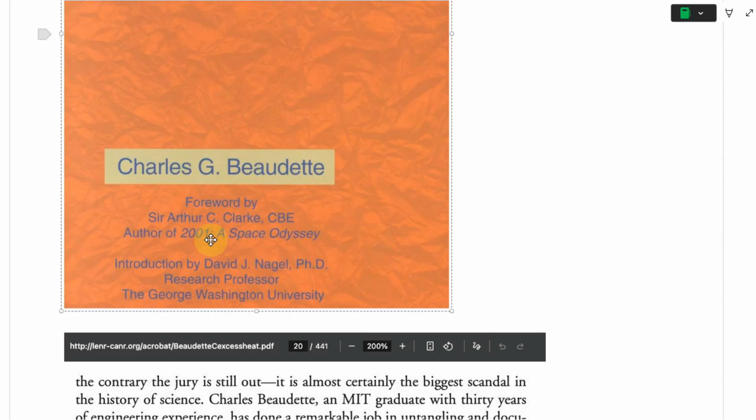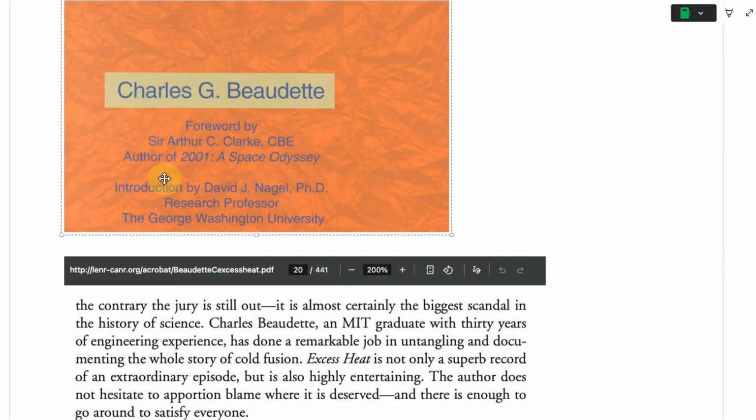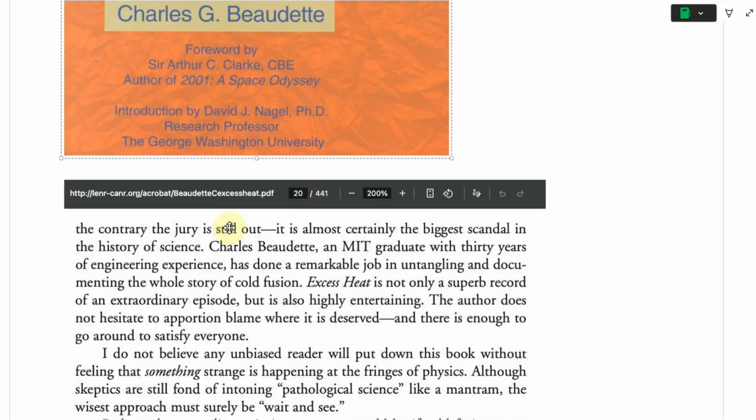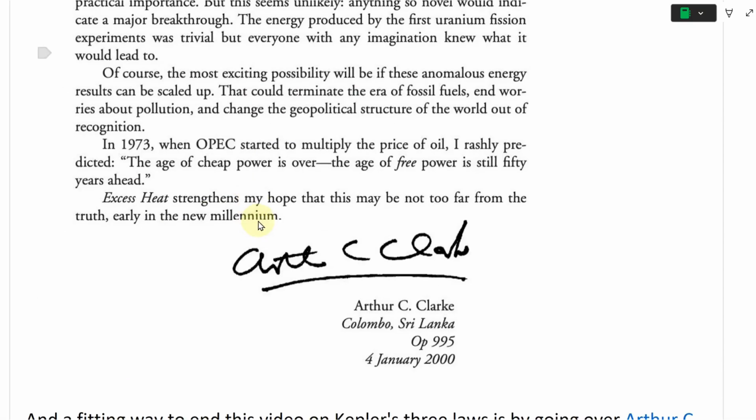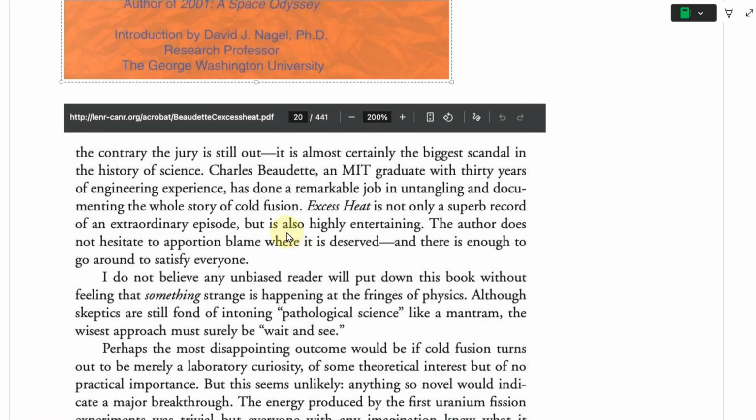Foreword by Sir Arthur C. Clarke, the author of 2001: A Space Odyssey, with an introduction by David G. Nagel, a PhD research professor at the George Washington University. And so here's a part of the foreword right here. I'm going to read some of it because it's pretty interesting.